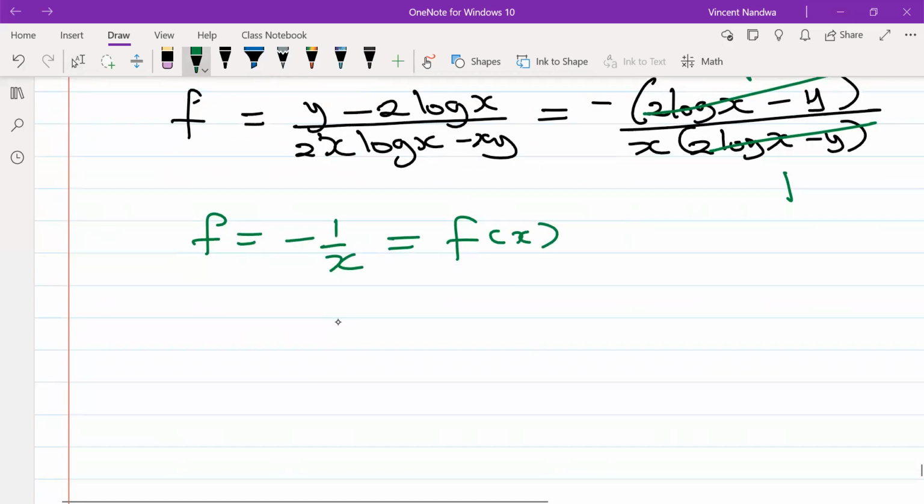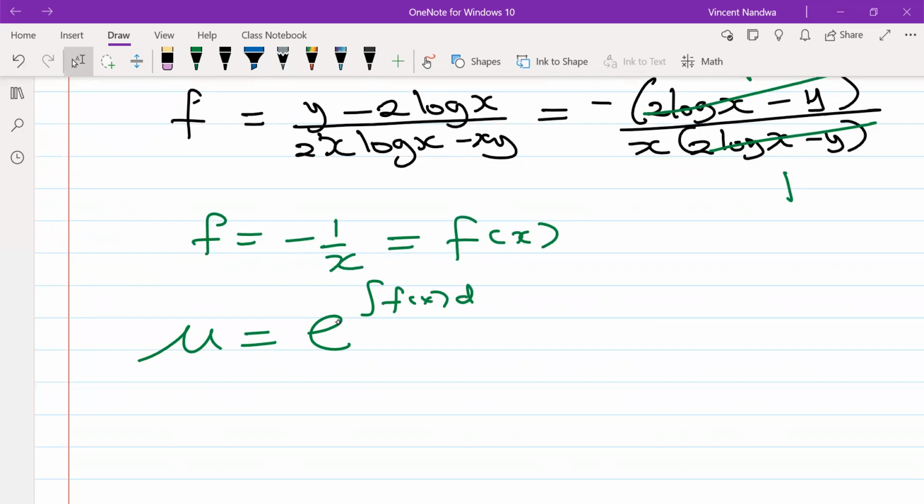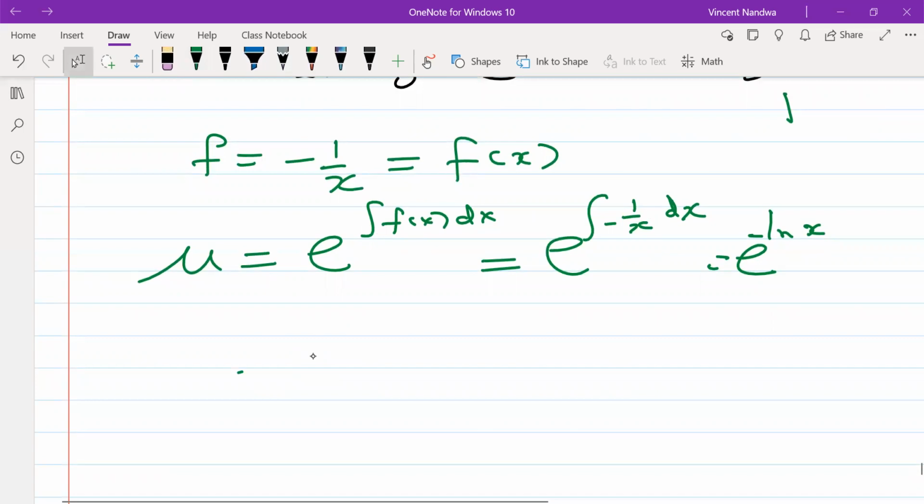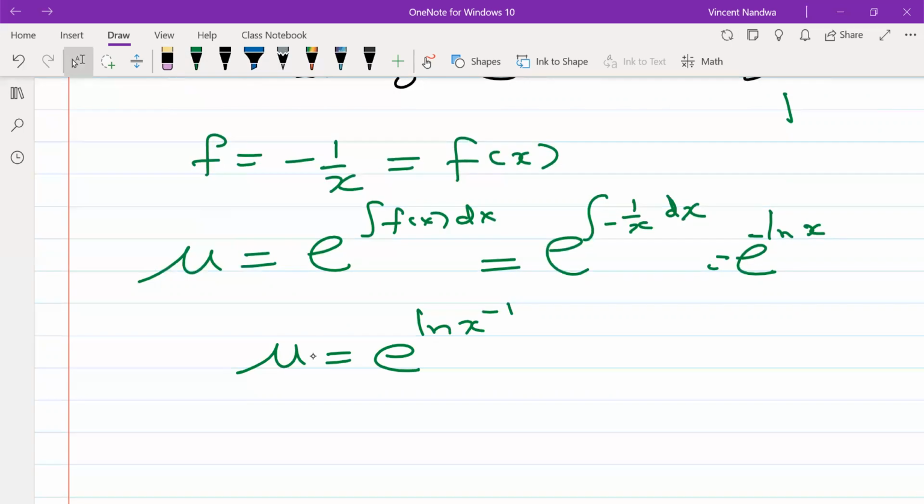So therefore now mu will be given by e raised power the integral of f of x dx. So e raised power negative integral of 1 over x dx. And this is the same as e raised power negative ln of x or log of x. So mu will be e raised power ln of x power negative 1 using properties of logs, which is just the same as x power negative 1, which is the same as 1 over x.